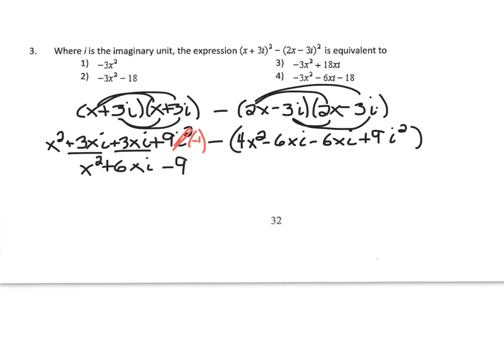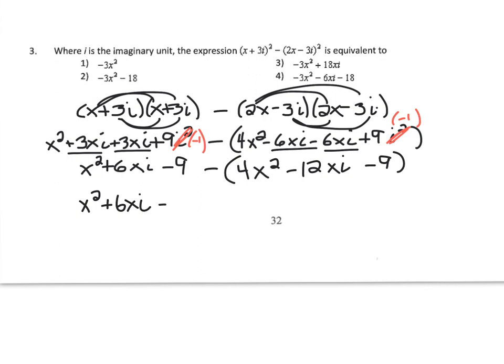And again, we know that i squared is equal to -1. So when we multiply 9 times -1, this is going to come down as a -9. Okay, so let me bring everything else down. I'm going to bring down the minus sign. I don't want to forget about that parenthesis. I'll bring down the 4x squared, and then I can combine these two middle terms to give me -12xi. Okay, so I'm going to bring down x squared plus 6xi minus 9, and now I'm going to distribute this negative to all three terms.